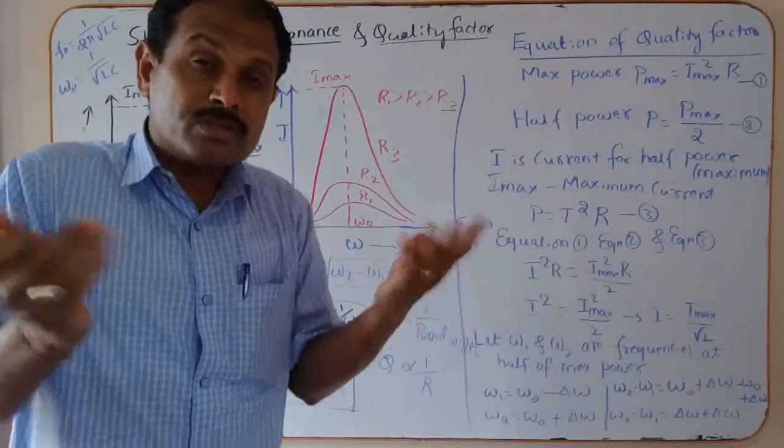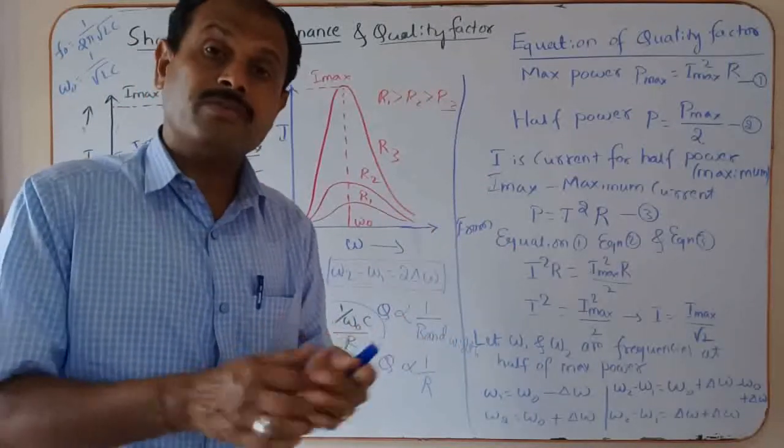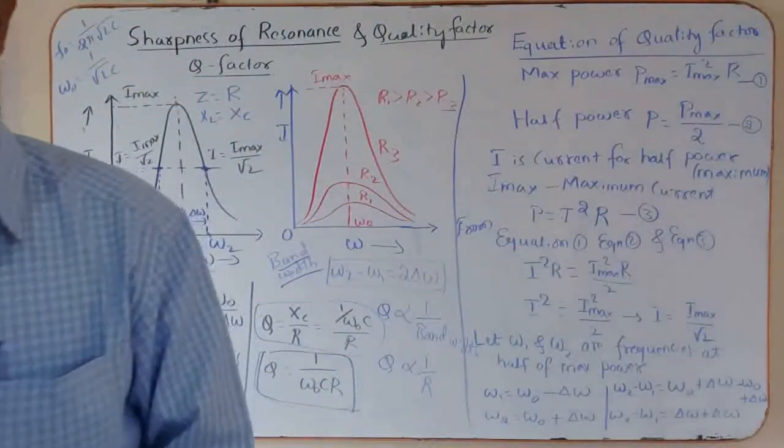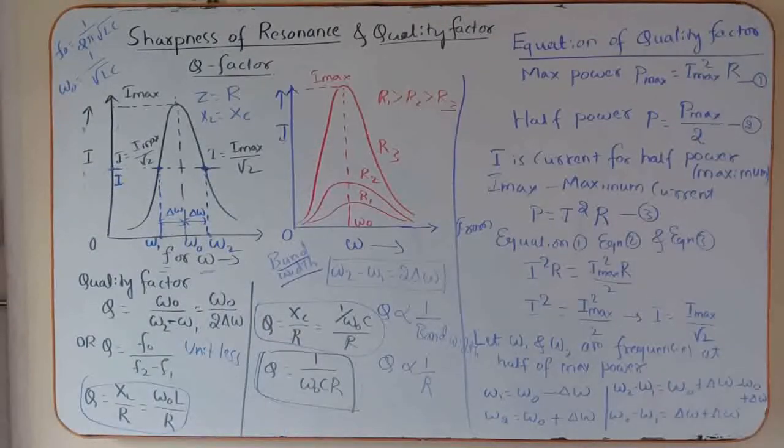More quality factor, more sharpness. More sharpness of the resonance shows how the rate of current decreases on either side of the resonant frequency. This is a very important point, about the sharpness of the resonance and the quality factor. You can define the quality factor in 3 ways.